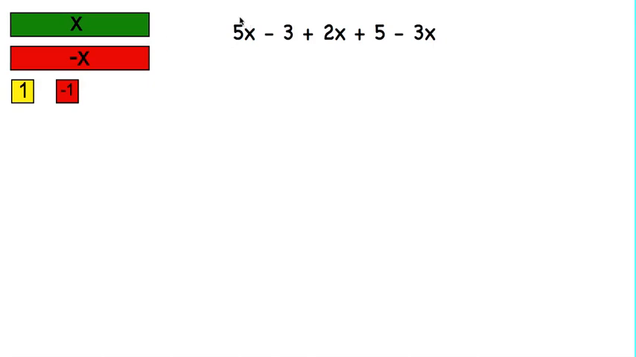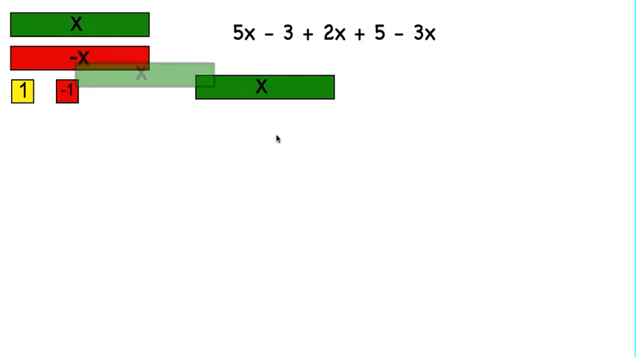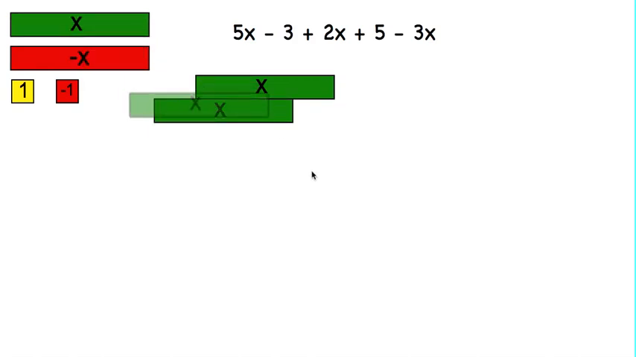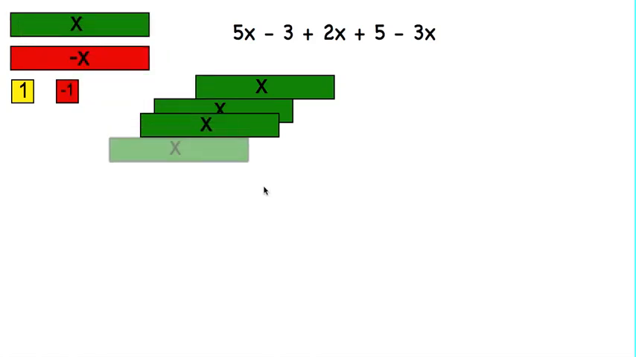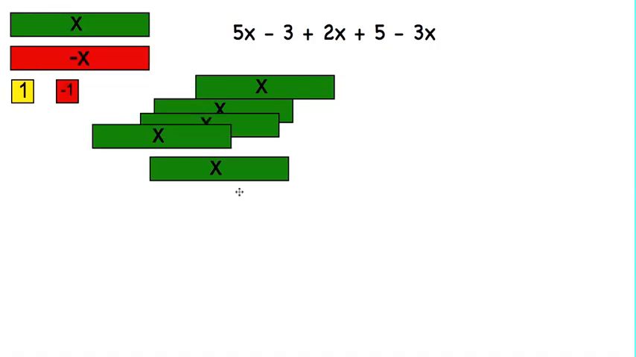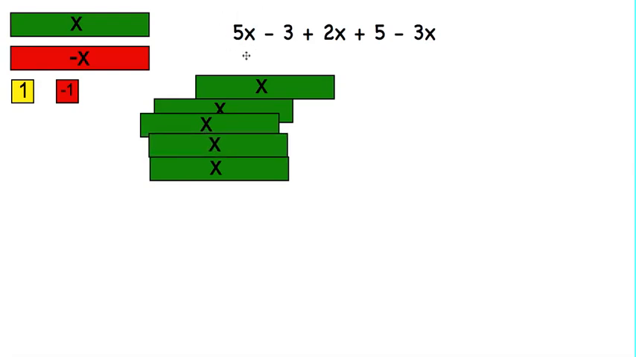So if we wanted to represent 5x, we would have to represent it by having 5 of these x's. There's 2, 3, 4, and 5 x's. Here we have 5 x's to represent this 5x.